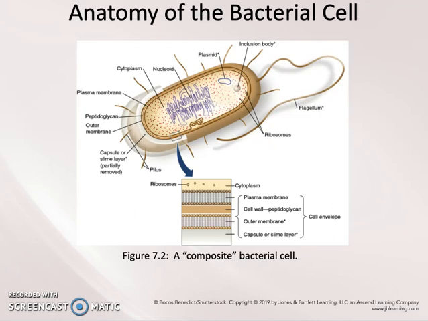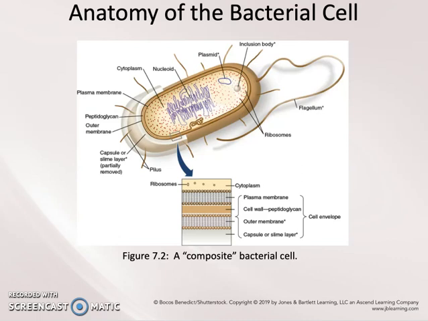All bacterial cells have the cell membrane, or a plasma membrane. That is the differentiating factor between the inside versus outside of the cell. Nearly all bacterial cells have a cell wall. There's one exception to this, the mycoplasmas, that we'll be mentioning a few times in this chapter.